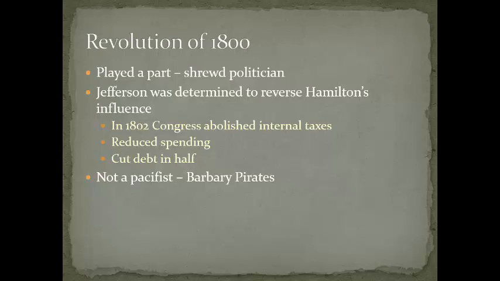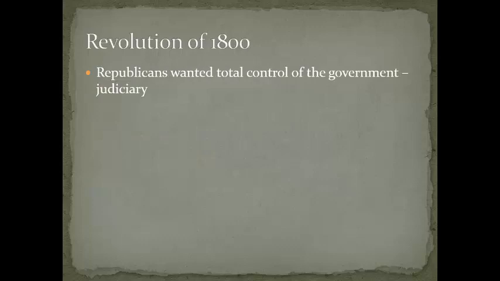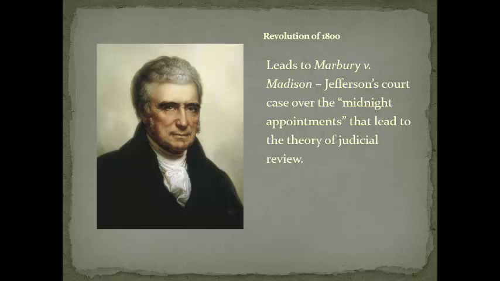Now, the Republicans are firmly in control of the government. They control the executive branch because Thomas Jefferson is president. And eventually they will gain control of Congress, which only leaves the third branch of government for them to take over, and that is the judicial branch. And they want control of the judicial branch. They want complete control of the American government. And this is going to lead to a very famous court case in American history known as Marbury v. Madison. And this is a bit of a story, so just bear with me for a minute.